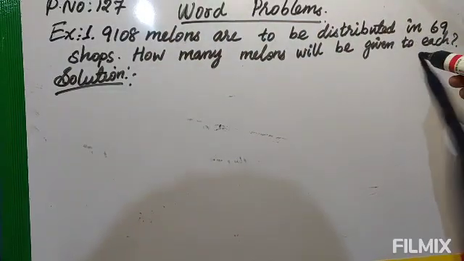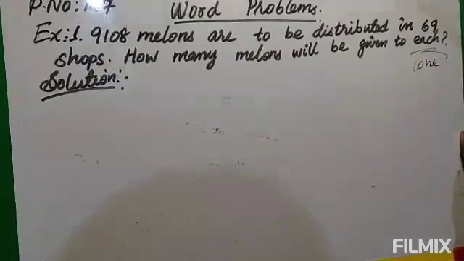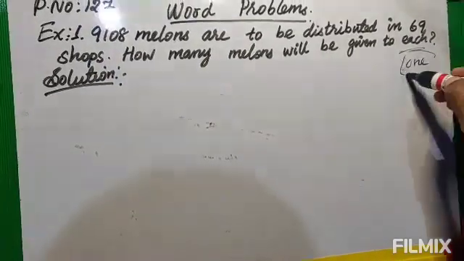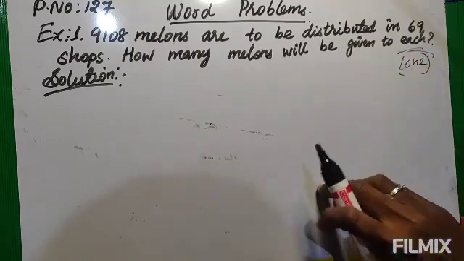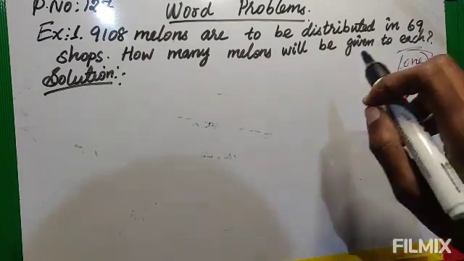They are asking for 1. Each means 1. So already I told you, if it is given for many and asked for 1, you have to divide. So each means 1. They are asking for 1, so you have to divide.